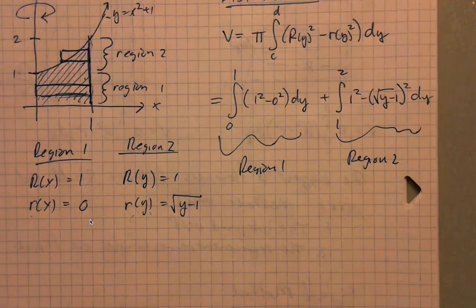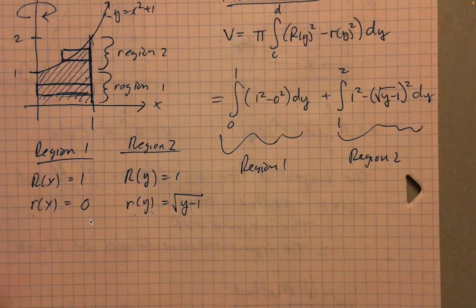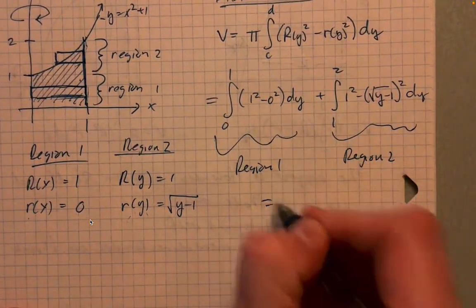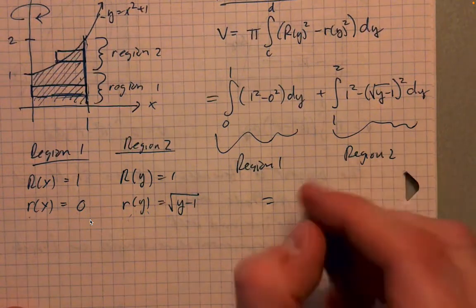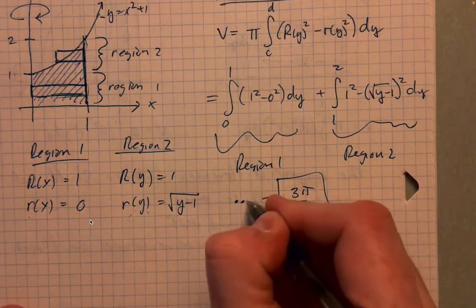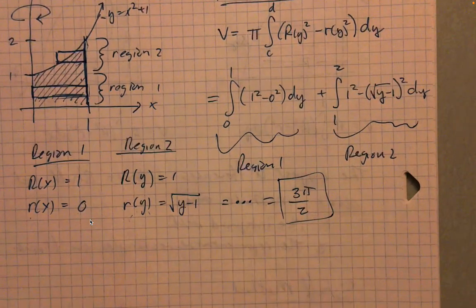region 2. Okay, and so we did the calculation, and you can jump back to the prior video to see that. But basically, these integrals are straightforward, and when you run the numbers here, you get 3 pi over 2. All right, but you got to run the numbers. Okay.